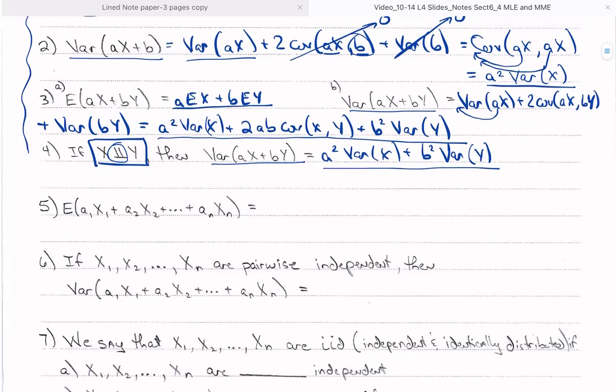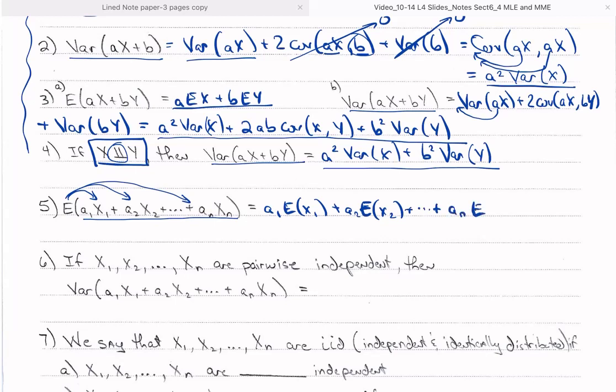Now, I said that the expectation was a linear operator, so now I've got this linear function of x1, x2, or linear combination of x sub i times a sub i. So this simply turns out we distribute the expectation across the summation, and we end up with a1 E of x1 plus a2 E of x2 plus dot dot dot plus an E of xn, the expectation of xn.